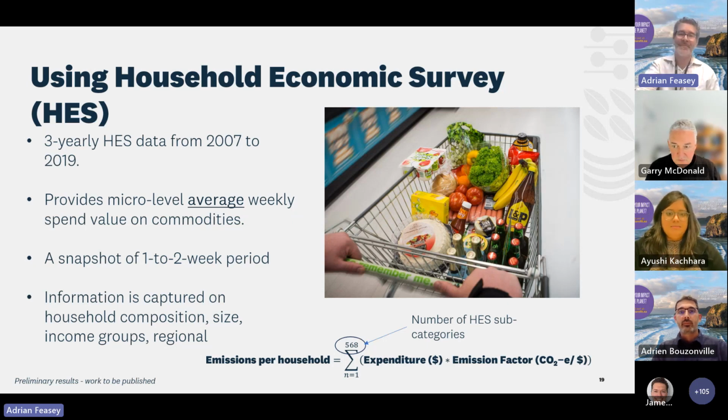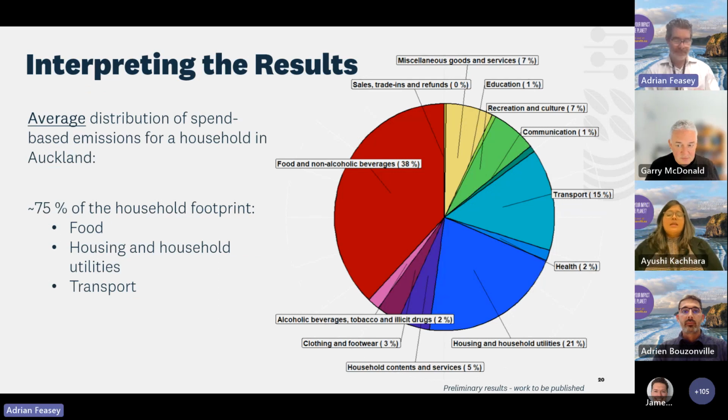Previous slide. Next slide. Yes, as I mentioned, Stats NZ do something called a household economic survey, for those who aren't aware, which is a 3-yearly survey, and it collects various information, including expenditure information from households. This includes information on average weekly spend, a dollar value spent on commodities, a list of 568 commodities, for which we also have emission factors from Garry's work. Combining these two allows us to build a profile of emissions per household.